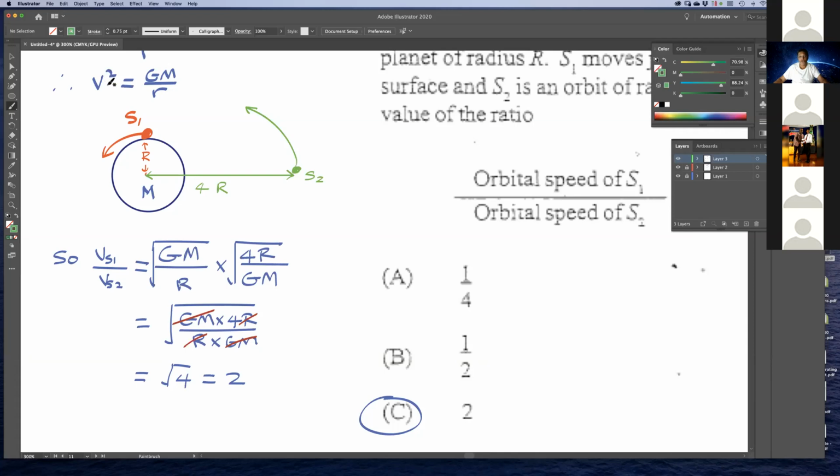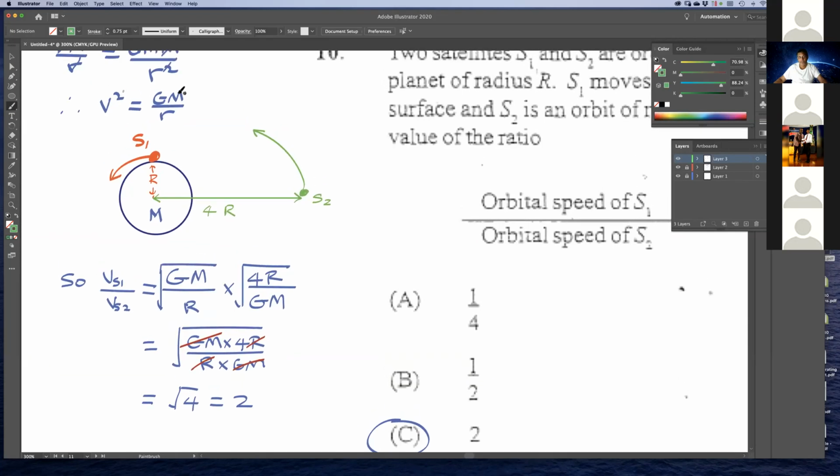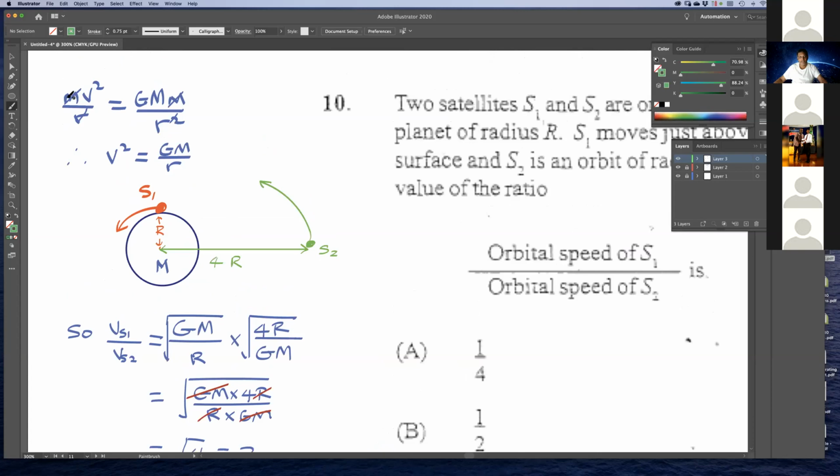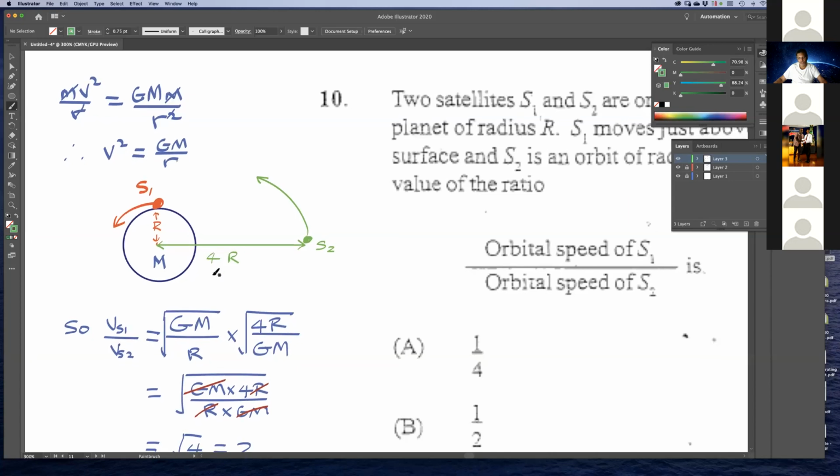I could have written this equation with the omega, since the centripetal force is mr omega squared. But this question does not come with omega. It talks about speed, so I want this version of the equation. So that's what I need. I'm going to use that.